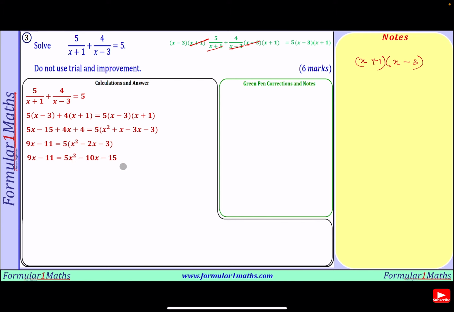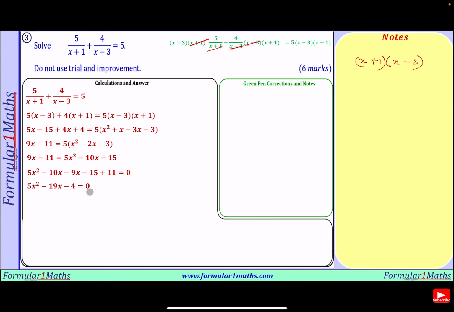We can rearrange this equation by taking 9x and minus 11 to that side. So we are going to get 5x squared minus 10x, and because this is coming over, it's going to be minus 9x, then plus minus your 15, and then because this is minus, it becomes plus here, and so we get that. Let's simplify that. We're going to get 5x squared minus 19x minus 4 is equal to 0.